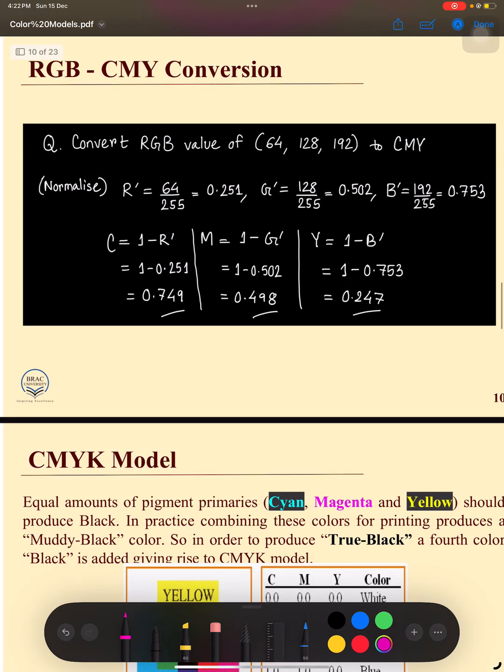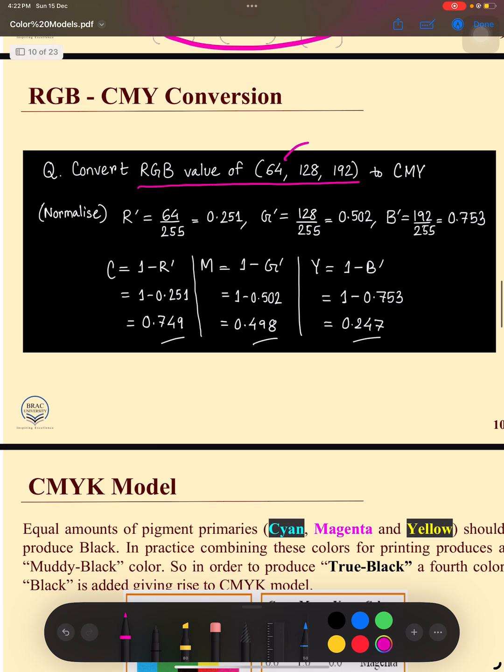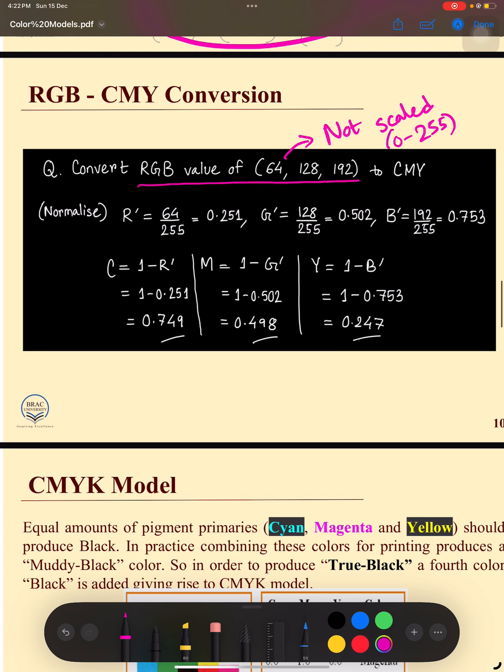Let's see another example of how we can convert RGB to CMY or vice versa. We are given an RGB value of 64, 128, and 192. Mind you that the value given here is not a scaled value, as in the range here varies from 0 to 255. So we need to scale it down first. So the R component is divided by 255, so are the green and the blue components. Now we have the scaled values, and using these scaled values, we can calculate and find the CMY values.